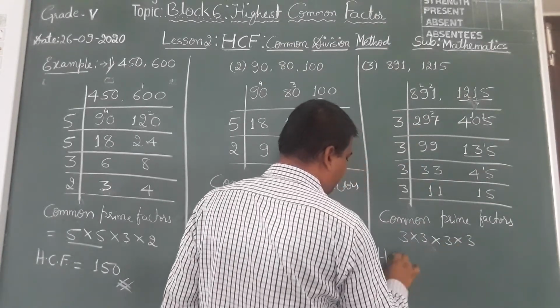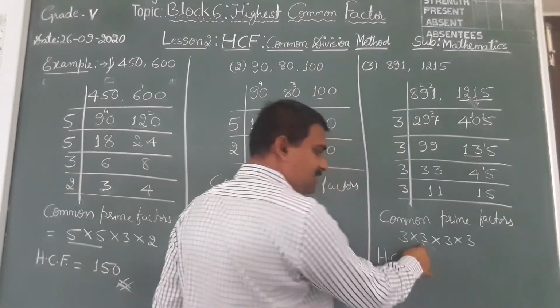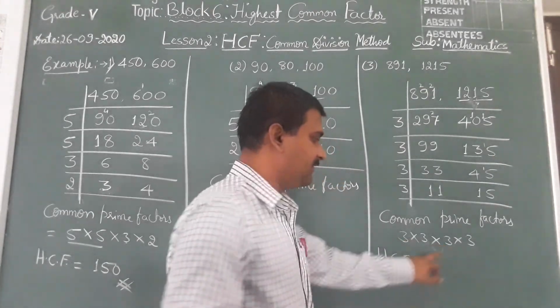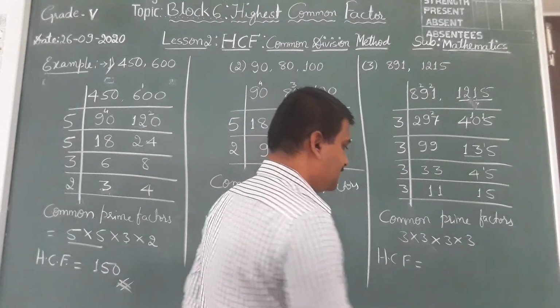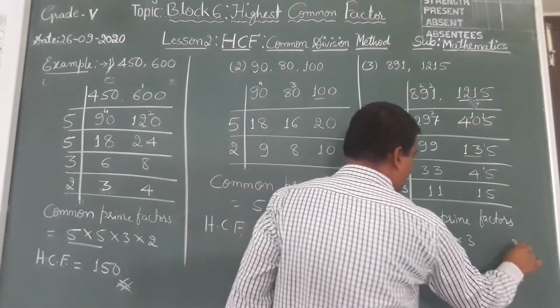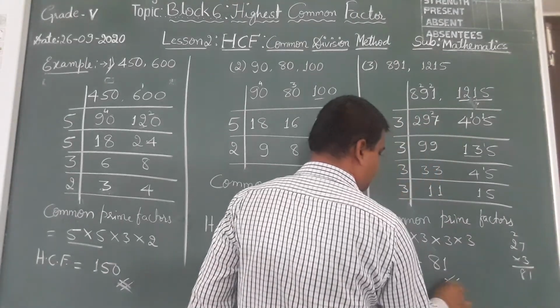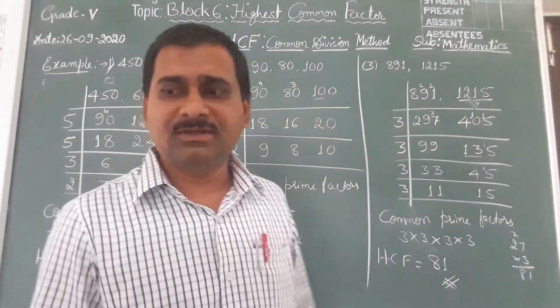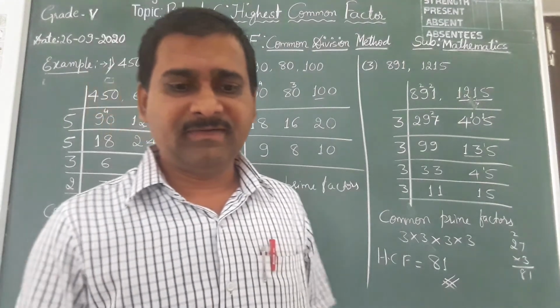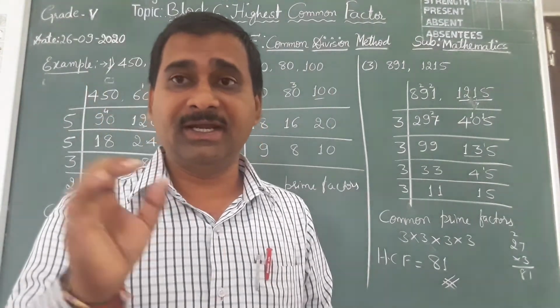So the HCF is 3 3s are 9. 9 3s are 27, 27 3s are 81, right?